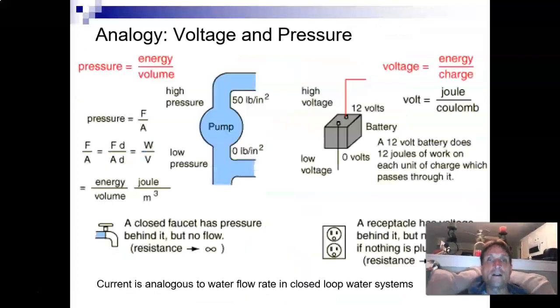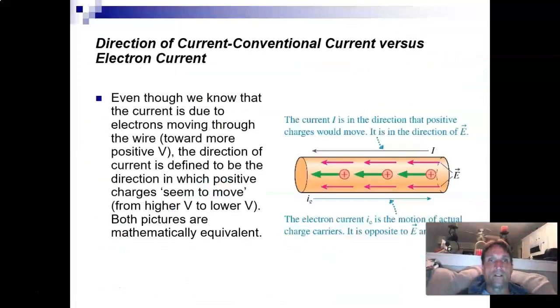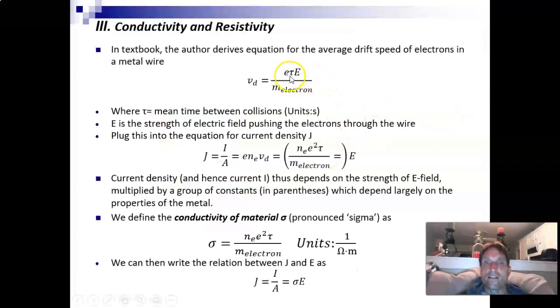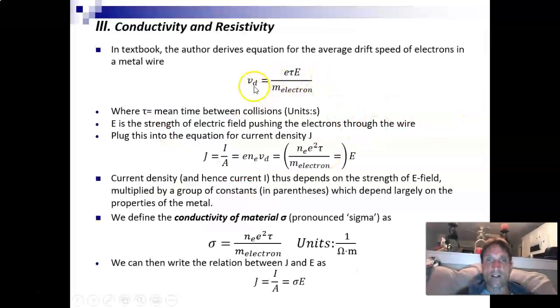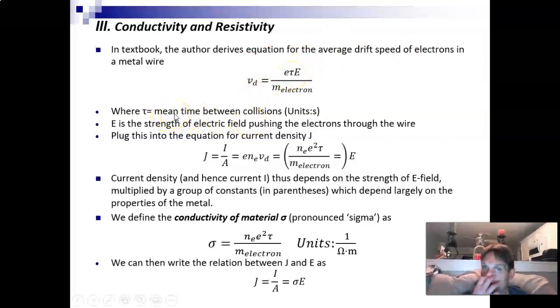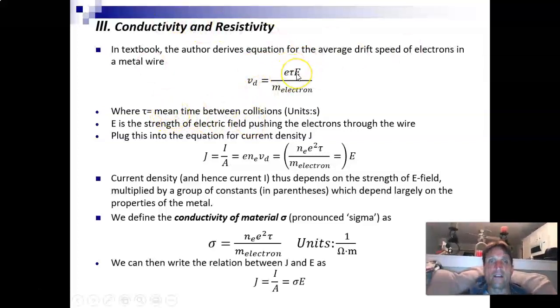Let's go back here. We're not going to derive this, but your author does, and we're going to use it. It depends on the electric field. In other words, if we apply a stronger electric field, the electrons are going to drift more rapidly against the field. And then it depends on these constants, the charge of the electron and the mass. So the drift speed depends on the time between collisions, which they call tau, and it depends on the electric field E. E is the field strength pushing the electrons through the wire.